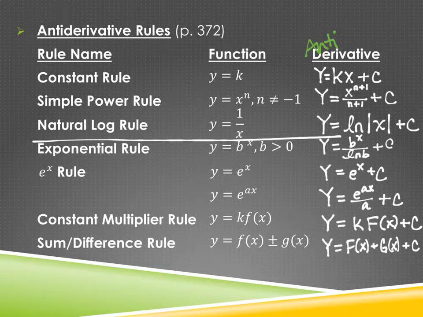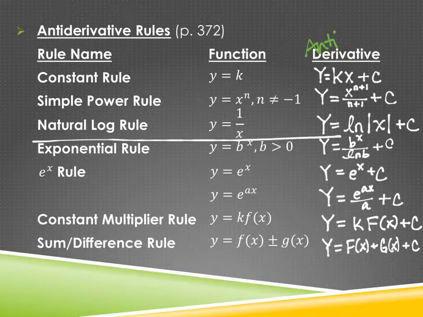The exponential rule, that's the b to the x rule, its antiderivative is b to the x divided by natural log b, whereas the derivative rule was b to the x times natural log b. e to the x rule, e to the x, its antiderivative is e to the x. Super friendly, the best one ever. And e to the ax would be e to the ax divided by a as opposed to being multiplied by a if you were doing the derivative.